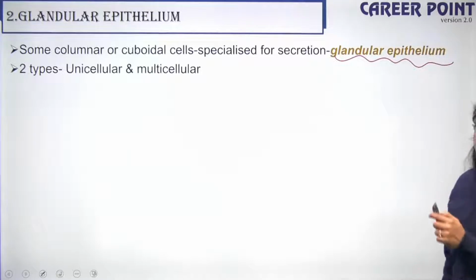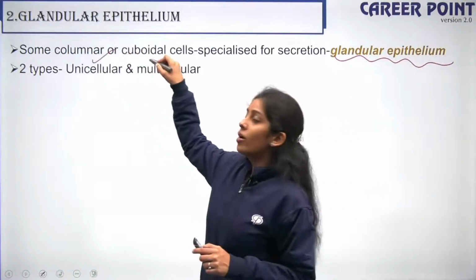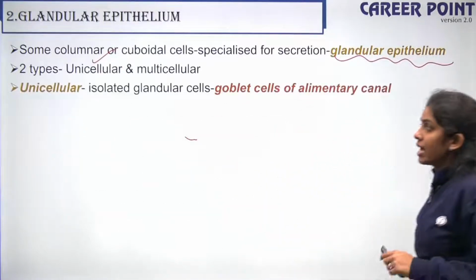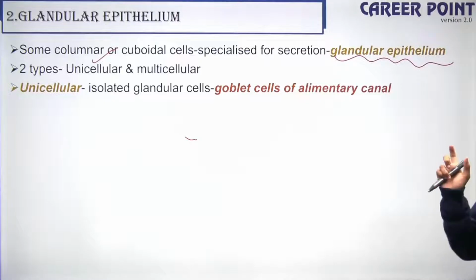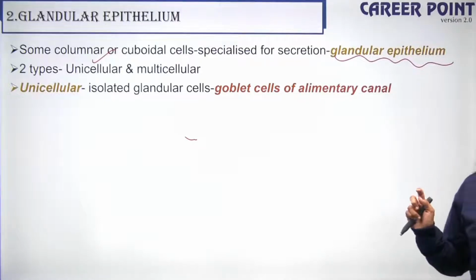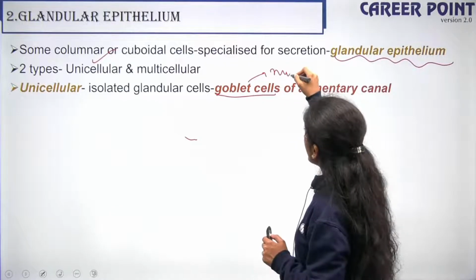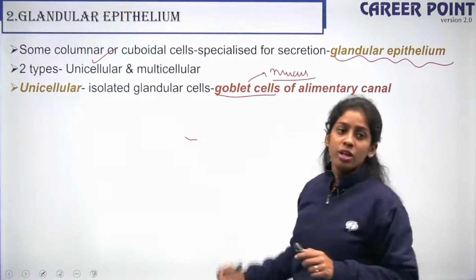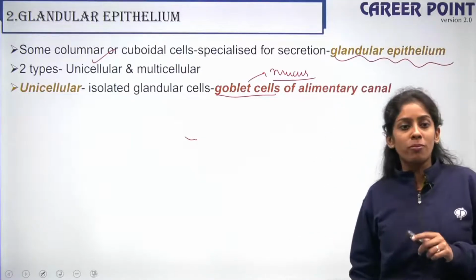Alright. So there are two types of glandular epithelium. One is unicellular, the other one is multicellular. Unicellular means they are isolated glandular cells. Example, the goblet cells of your alimentary canal. The goblet cells produce mucus that helps in the lubrication of your food. Next we are going to talk about your digestive system, so we'll understand the role of goblet cells in detail.